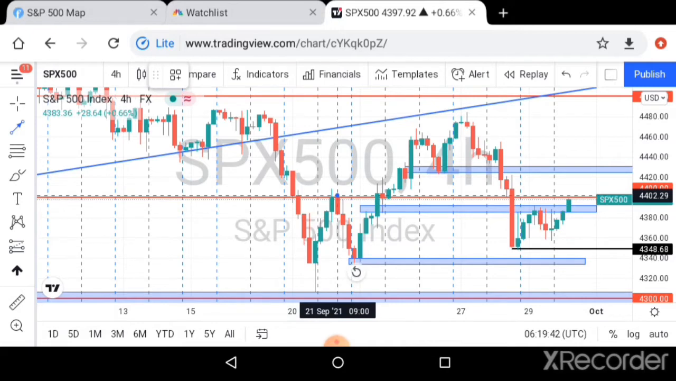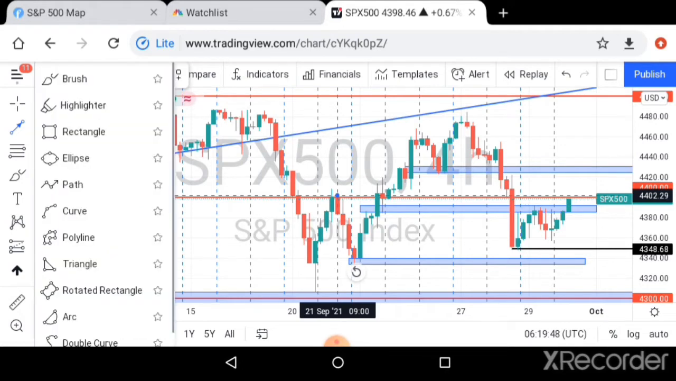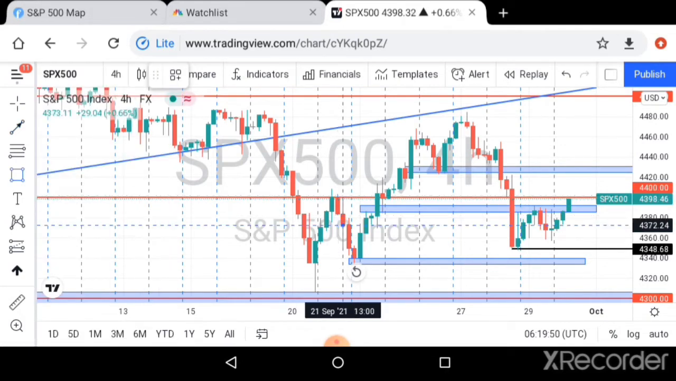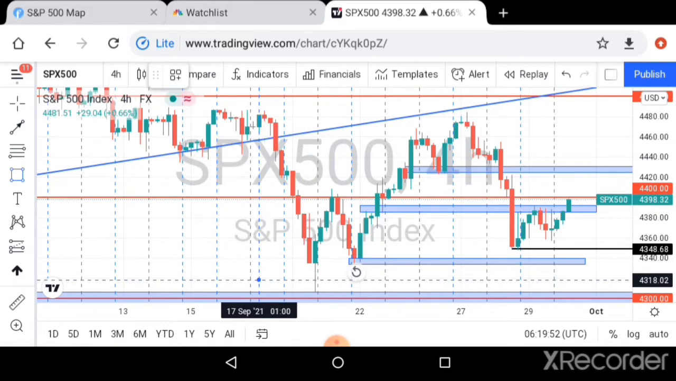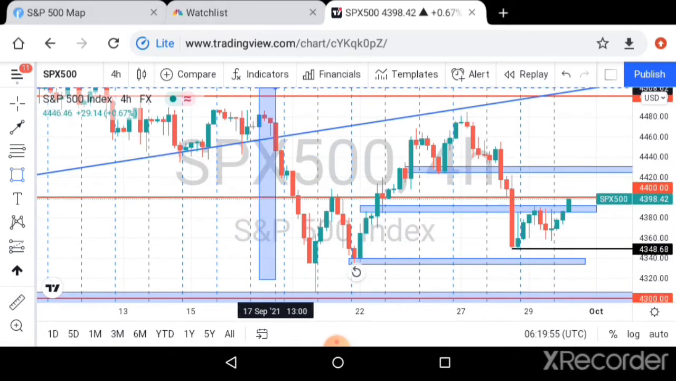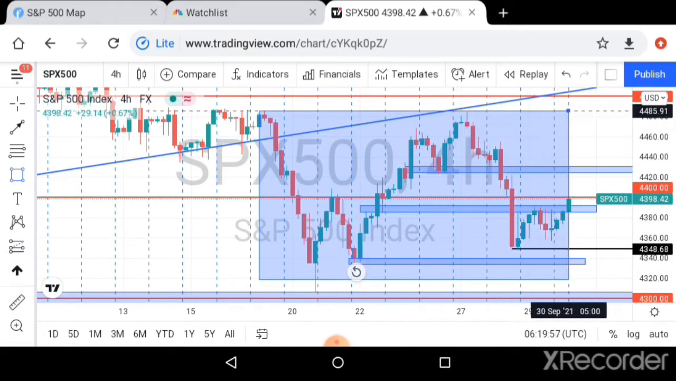Let's just mark this. I want to focus around this level. Let me first draw a box that will indicate which zone I want to focus on as I go through the video and explain structure to you guys.